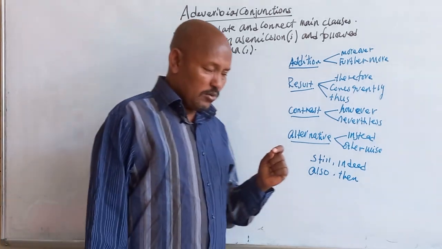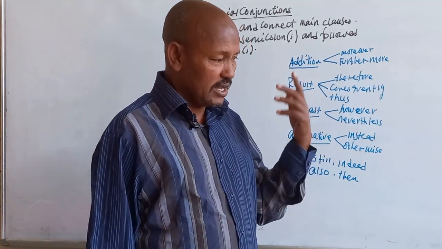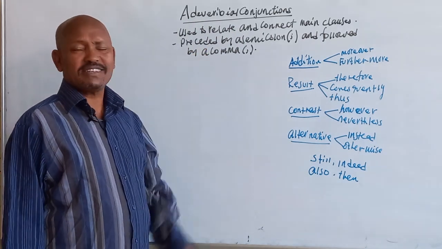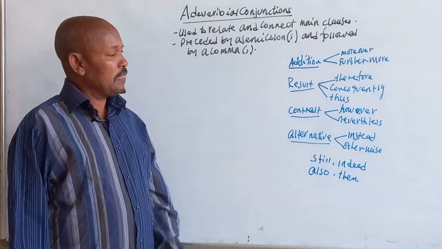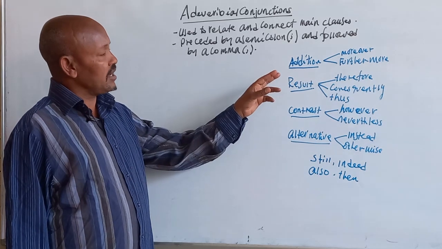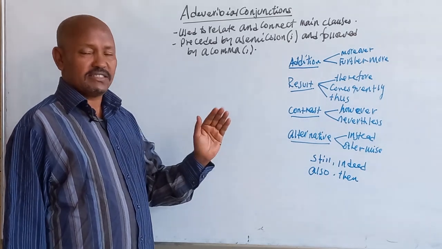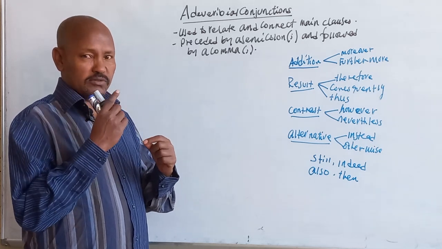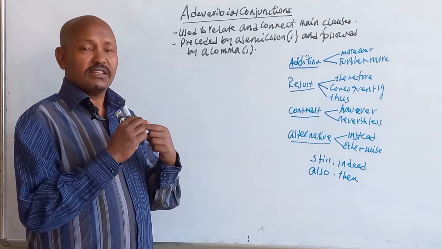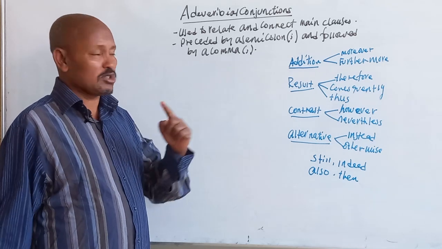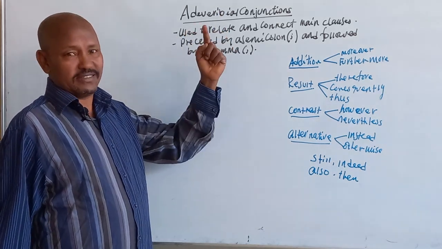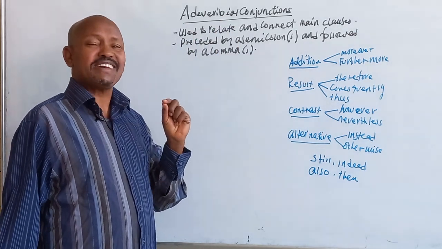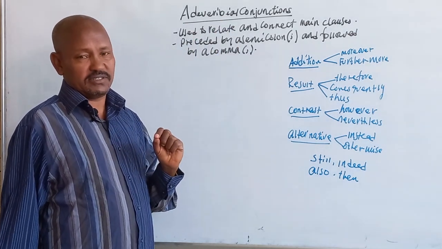So we sometimes say this adverbial conjunction is conjunctive conjunctions. Why do we say conjunctive conjunctions? It means, right, we use these adverbial or conjunctive conjunctions in different places in the main clause without changing the meaning of the sentence. So in this sense, this conjunction is also called conjunctive conjunctions.